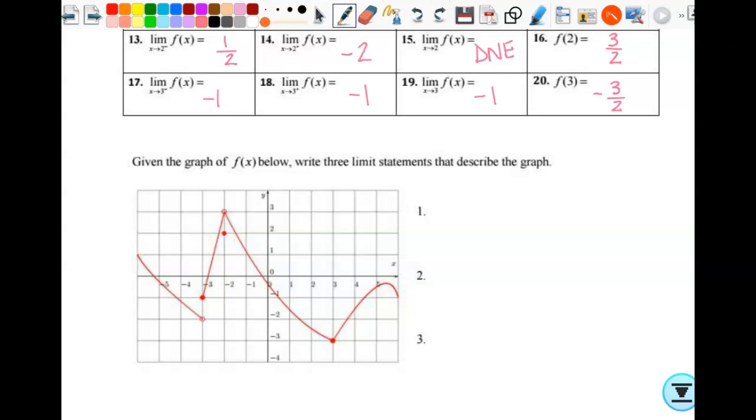Don't do, well, I guess you could do these, but go ahead and put the answer. So you're not going to put the limit as x approaches whatever of f of x. And then when you're done, trade with your neighbor, and they're going to see if they agree with your statements.